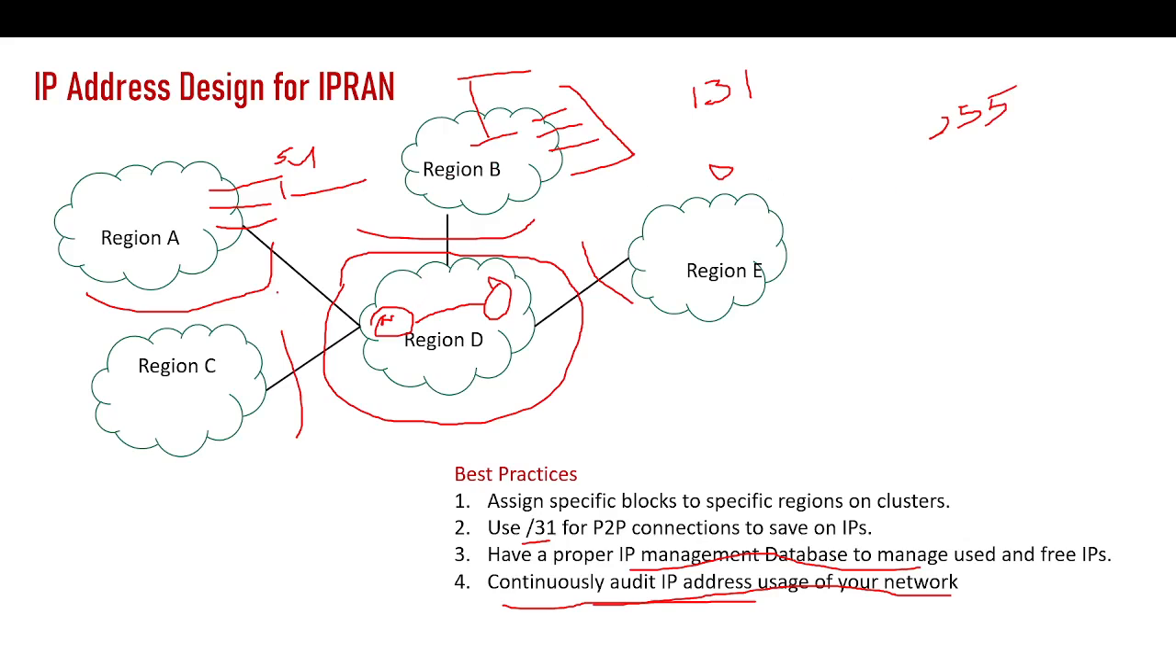For the system IPs, we normally use /32 because you only need one IP for the management. So you need to also ensure that from 0 to 255, all these have been used for the system IPs. So when you have a proper IP auditing or management system, definitely this one will be very easy to manage and operate, and you will avoid IP duplicates in your network.